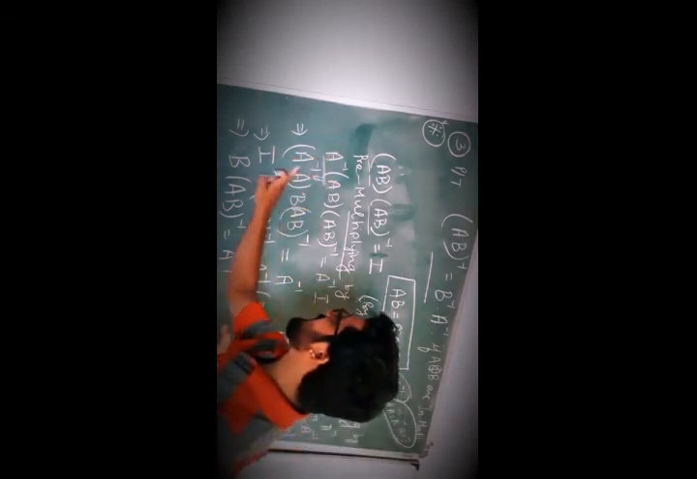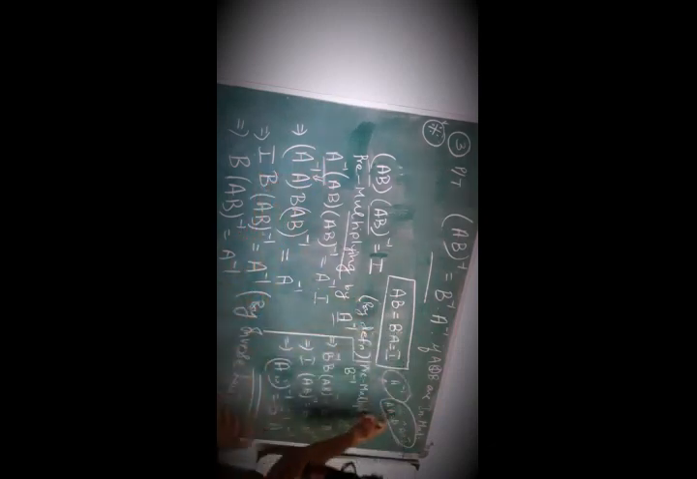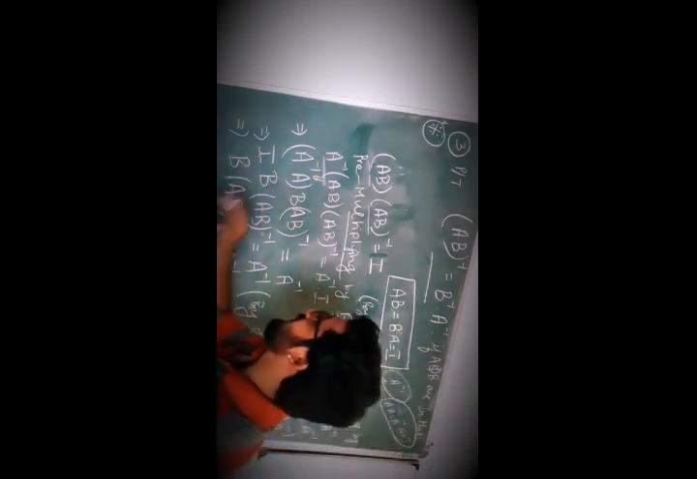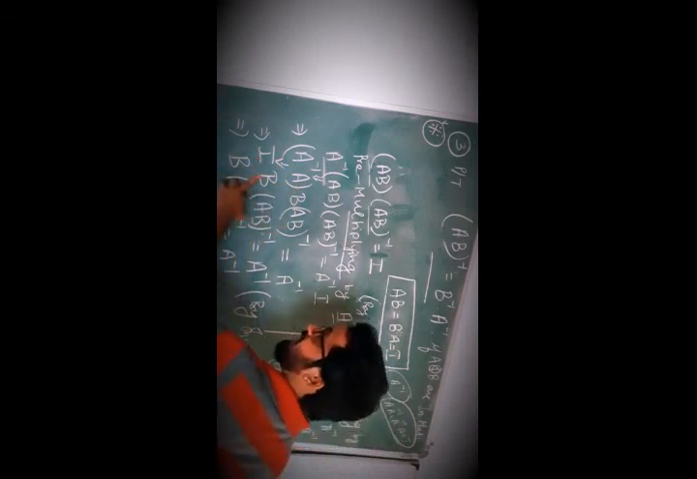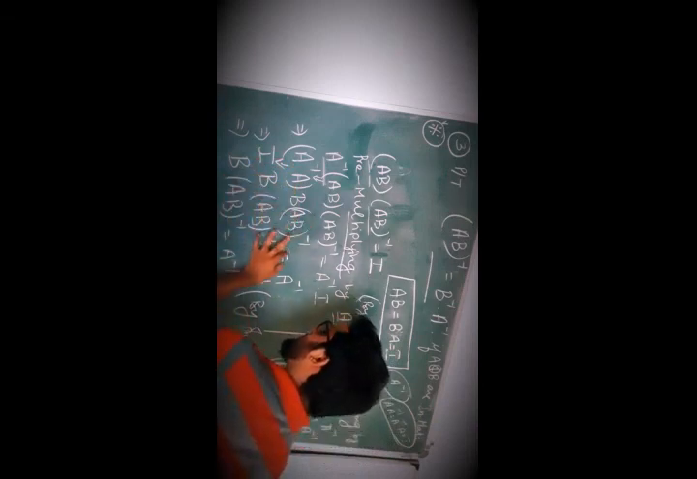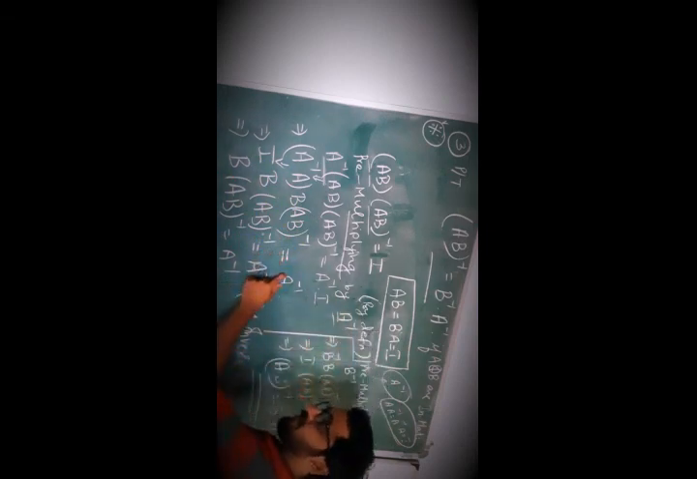So A inverse A is what? I. That's why I over here. A inverse A is nothing but I. B I am writing as it is. AB the whole inverse is equal to A inverse. Is it clear?